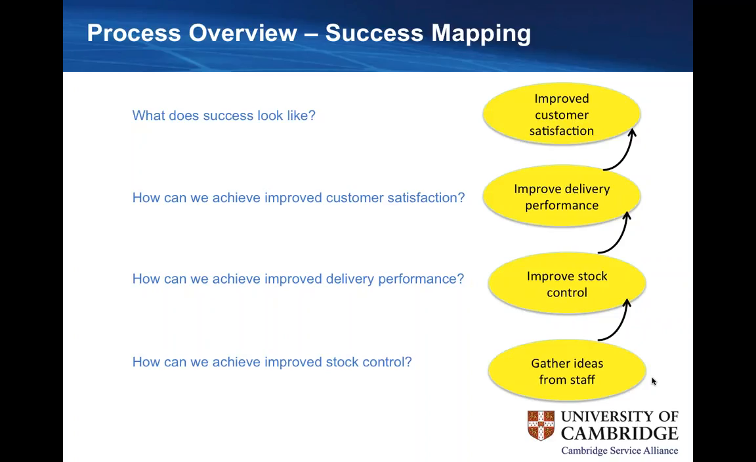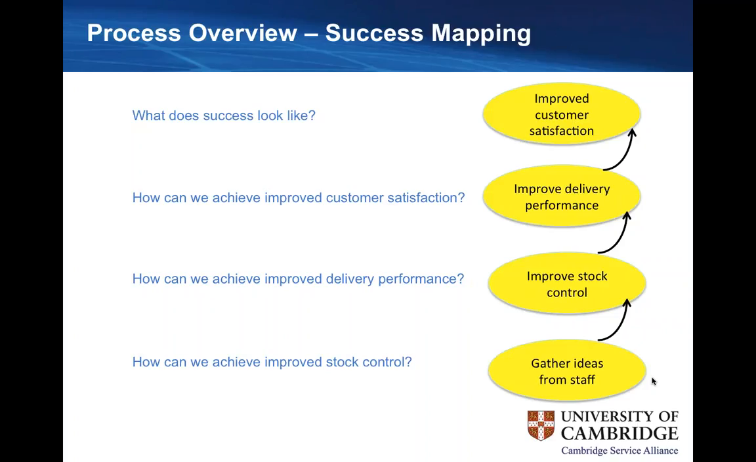So you've got a sort of logic flow. You can think of the bubbles here as levers I'm trying to pull, and the arrows show how these levers are linked together. So I think by getting ideas from staff, I can improve stock control. By improving stock control, I can improve delivery. By improving delivery, I can improve customer satisfaction.